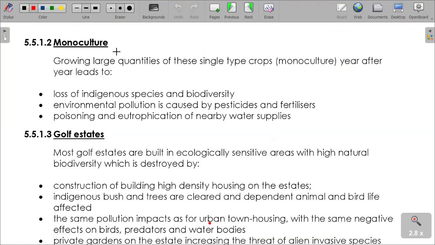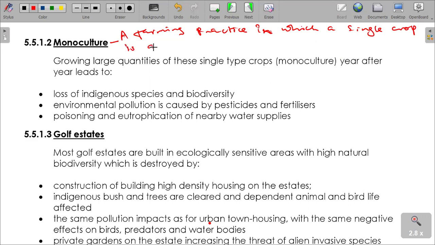Monoculture. Monoculture is a farming practice in which a single crop is grown over the same piece of land for a long period of time.